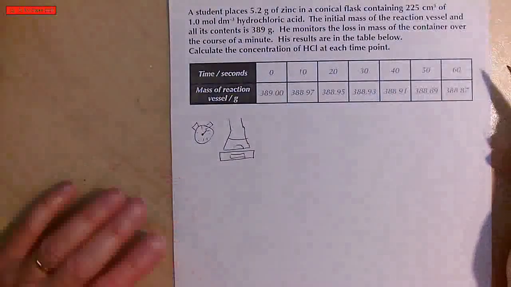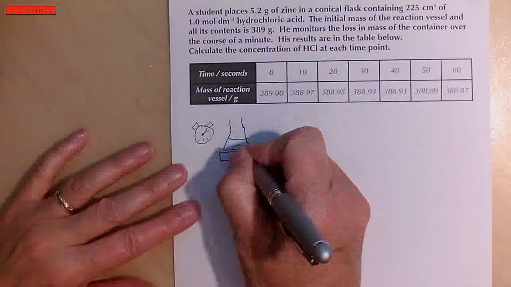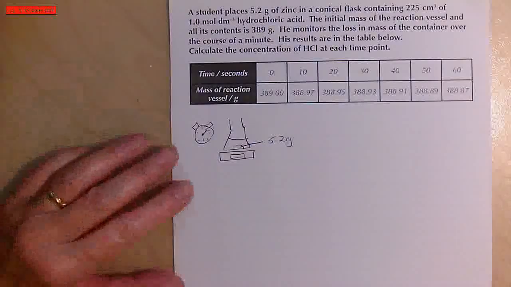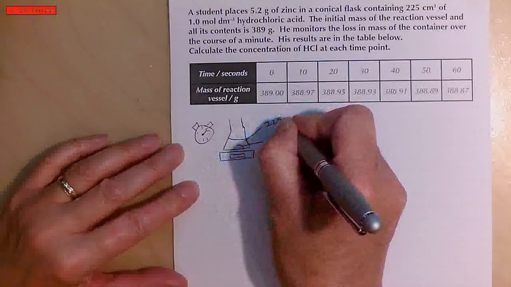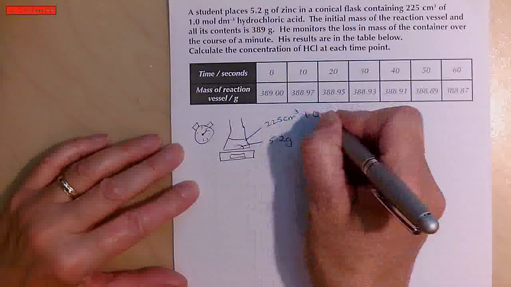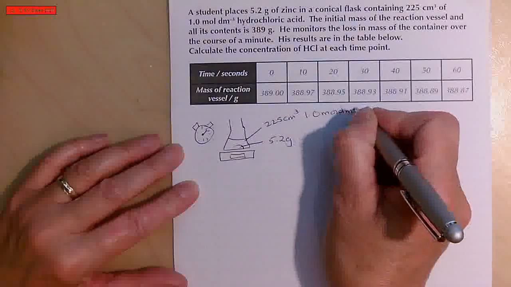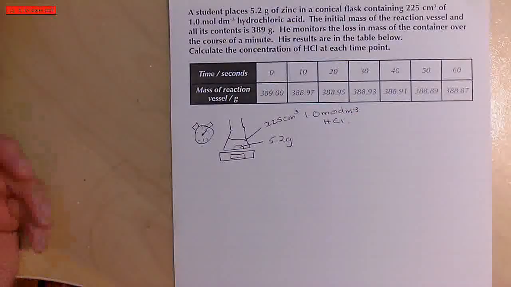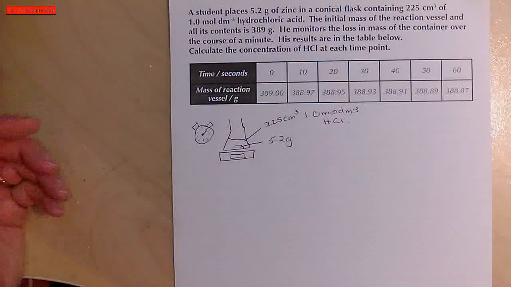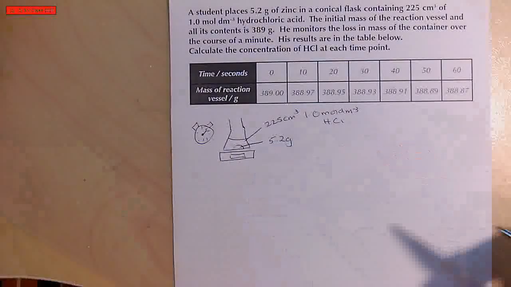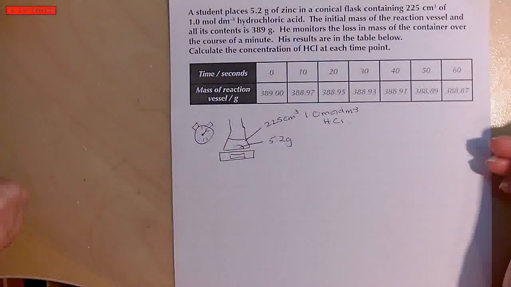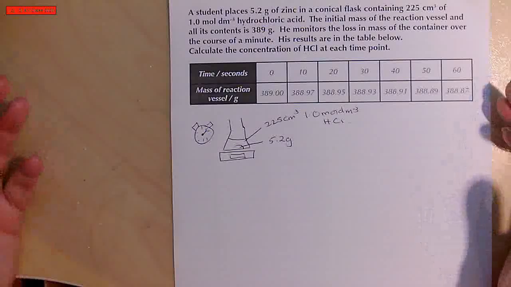In this particular exercise, we've got a student that's got 5.2 grams of zinc in a conical flask, and it contains 225 centimetre cubed of 1 mole per decimetre cubed, so 1 molar hydrochloric acid. So the initial mass of the vessel and its contents was 389. When everything's in that flask and the flask is put on the balance, the whole of it weighs 389. So that's the hydrochloric acid, the zinc and the flask itself.